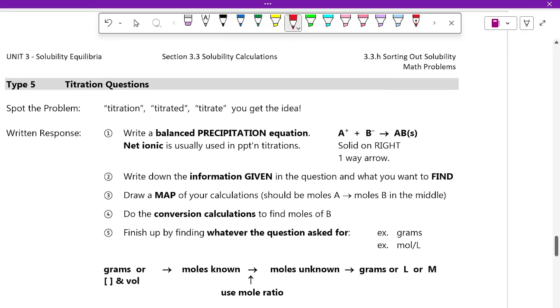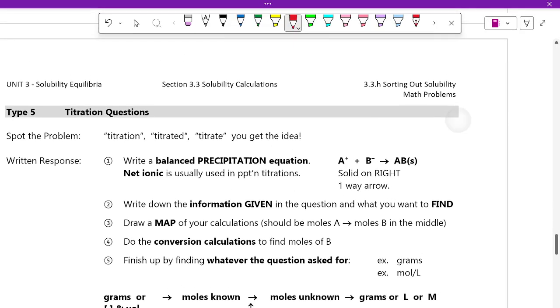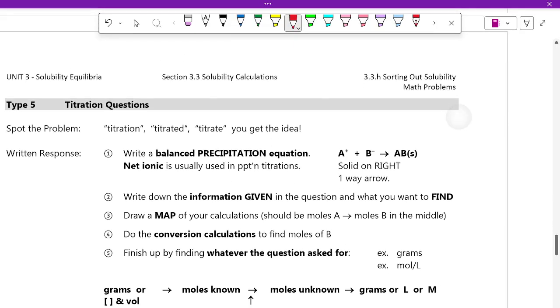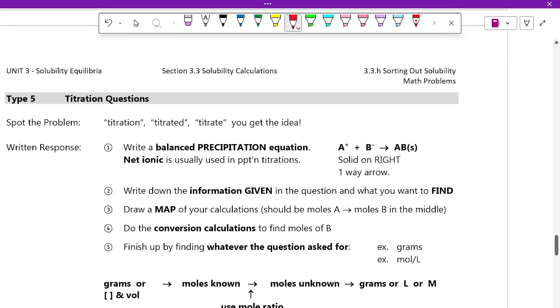And then finally, titration. Spot the problem. It'll say titration, titrated, titrate. You get the idea. And this one is totally different from all the others. Do you write a C? No. Do you write a KSP? No. You just write the balanced precipitation reaction.